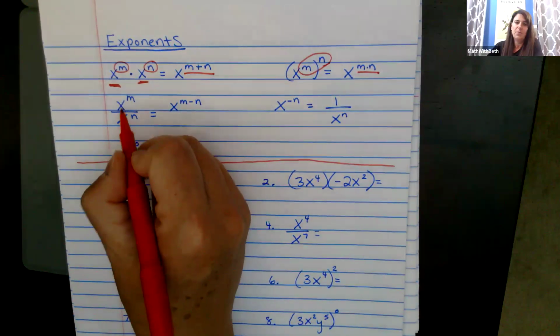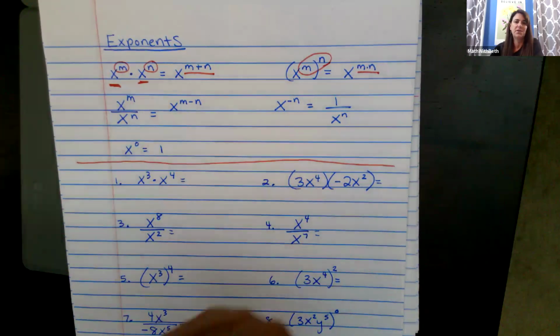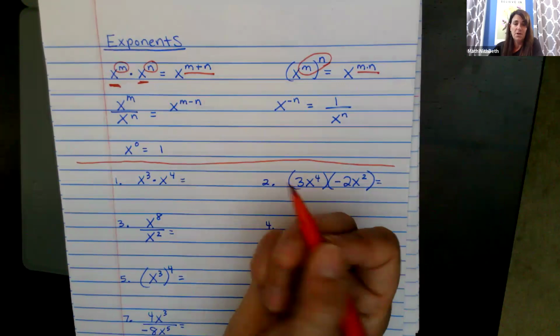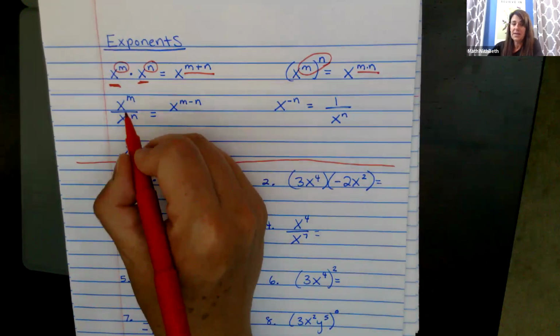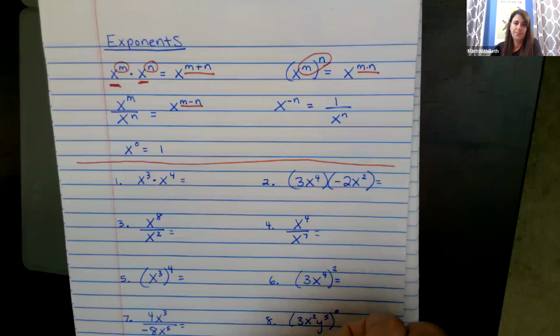When the two things are being divided, again, make sure they have the same base. So it doesn't have to be an x, it could be a y, it could be a 2. As long as the bases are the same, then you will subtract the exponents.